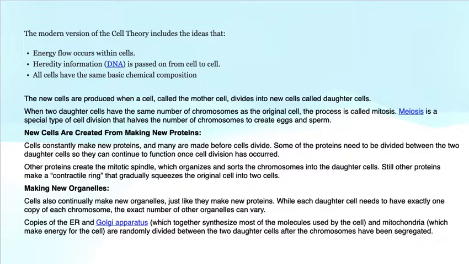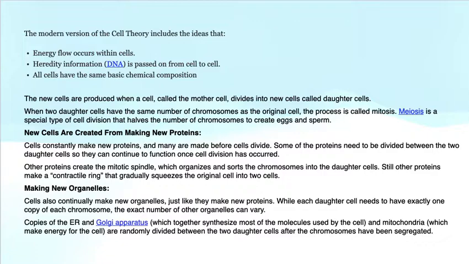Some of the proteins needed are divided between the two daughter cells so they can continue to function once the cell division has occurred. Other proteins create the mitotic spindle, which organizes and sorts the chromosomes into daughter cells. Still other proteins make the contractile ring that gradually squeezes the original cell into two cells.